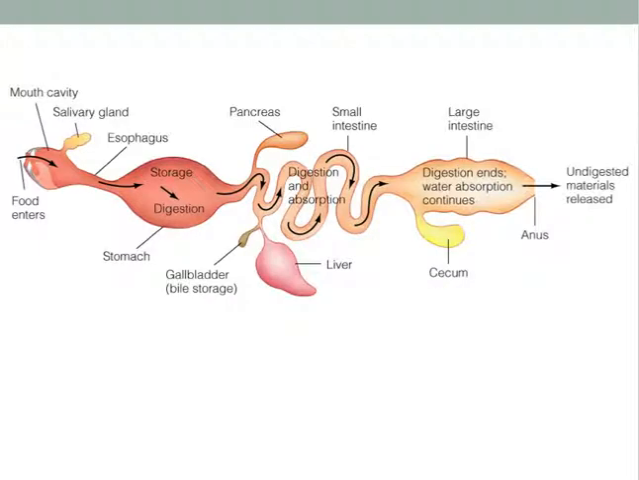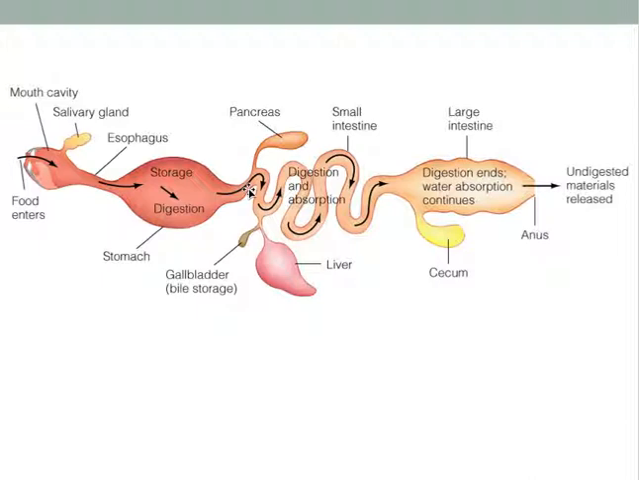This is the very last picture. This picture is in your book, and I like it because it kind of goes over the whole process. It's a good summary picture of the process of digestion. So you have food entering the mouth cavity, salivary glands are playing the role. Then food goes down the esophagus and gets into the stomach, where you have both storage and minimal digestion.